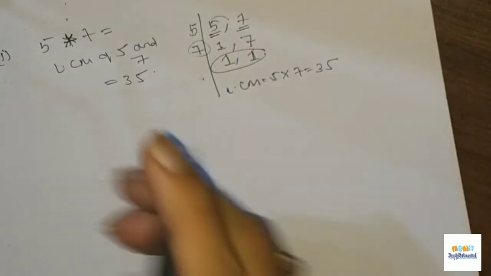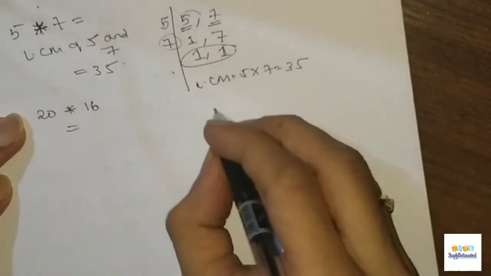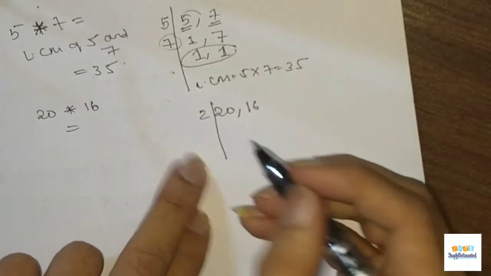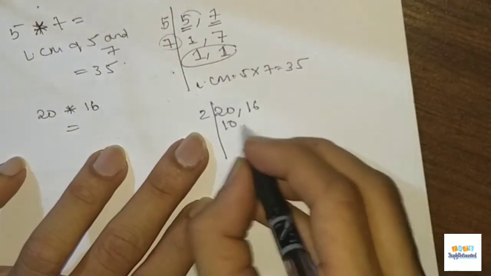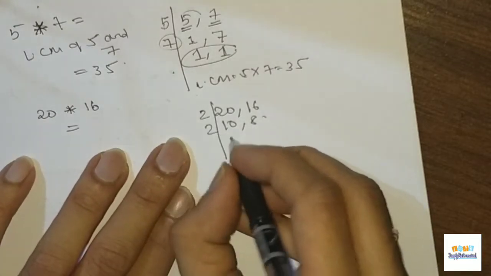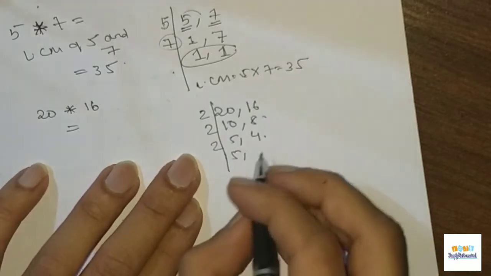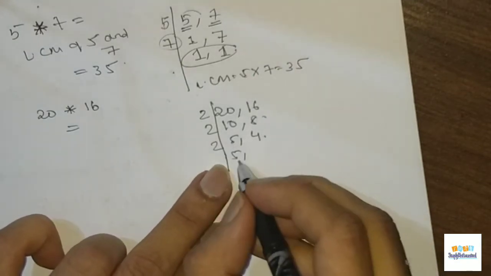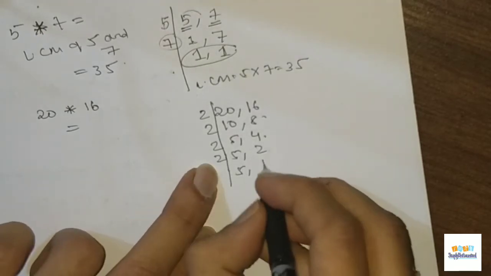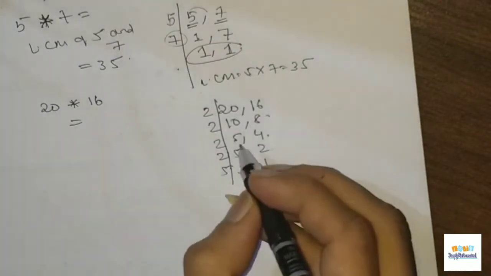Now 20 star 16, if you want to calculate, similarly you have to calculate. So first we can take 2. Start with the smallest prime number. 2 10s are 20, 2 8s are 16, right? Then again by 2, 2 5s are 10, 2 4s are 8, then again by 2, this number you write as it is, and 2 2s are 4. Then 2 5, 2 1s are 2, then 5 1s are 5 and 1. So this is what we get, right?